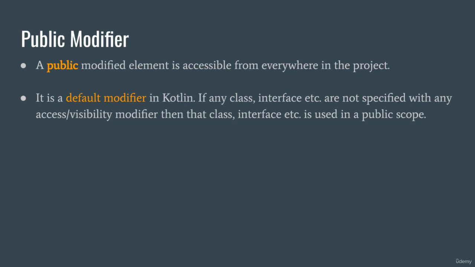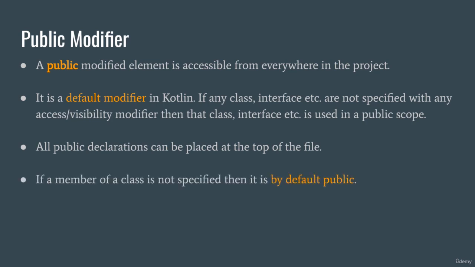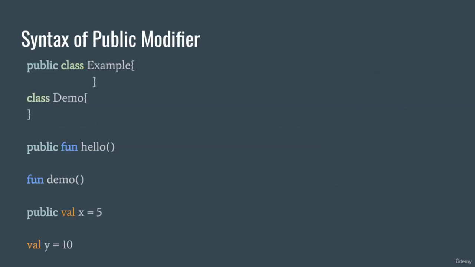So if any class, interface, etc. is not specified with any access or visibility modifier, then that class or interface and so forth is used in a public scope. So if you add nothing, then that element is automatically public. All public declarations can be placed at the top of the file. If a member of a class is not specified, then it is by default public. So here the same goes for interfaces and classes and so forth.